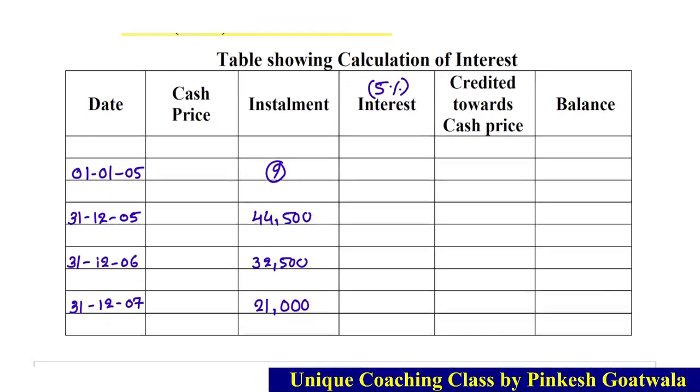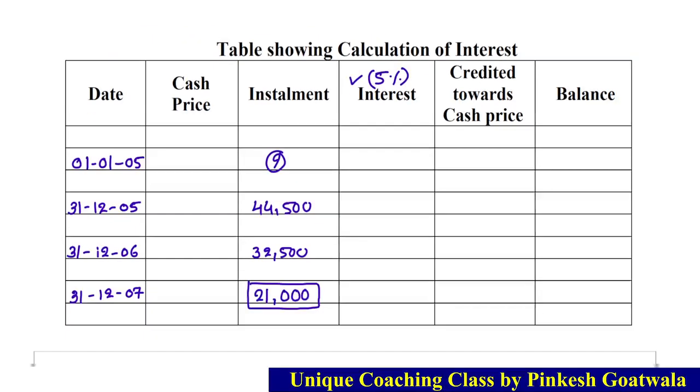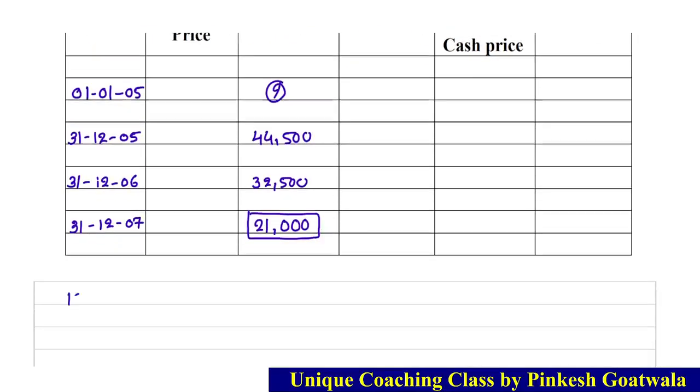We know how to solve. We have to start from the last installment. Our last installment is 21,000, and the rate of interest is 5%. What step will we put? 105 gives 5, so for 21, how much?